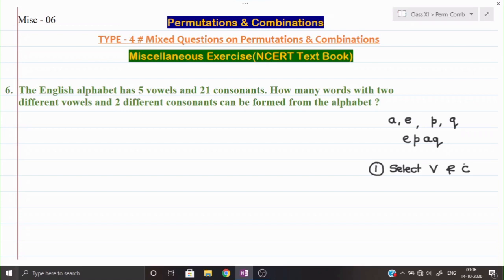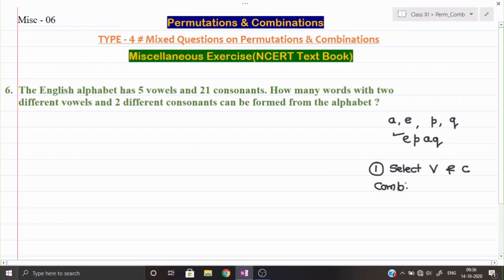For example, if we select A and E, it doesn't matter whether A is coming first or E is coming first, because afterwards I am making the word. A may come first and E can go last also. So here selection is going on, and in that case we shall use combination.